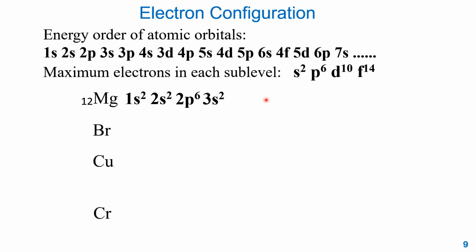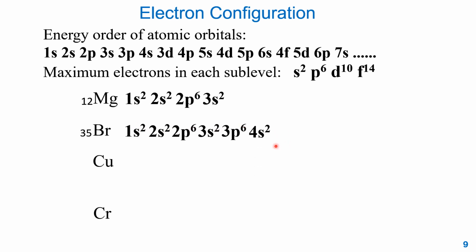subshells. Now look at the bromine. Bromine, there are 35 electrons because the atomic number of bromine is 35. Now follow the same order. 2 electrons go to 1s, 2 electrons go to 2s, and 6 electrons go to 2p, and then 2 electrons go to 3s, and then 6 electrons go to 3p. You have to keep an eye on the electrons. Okay, now currently we used 18 electrons. 2 plus 2 plus 6 plus 2 plus 6, 18.